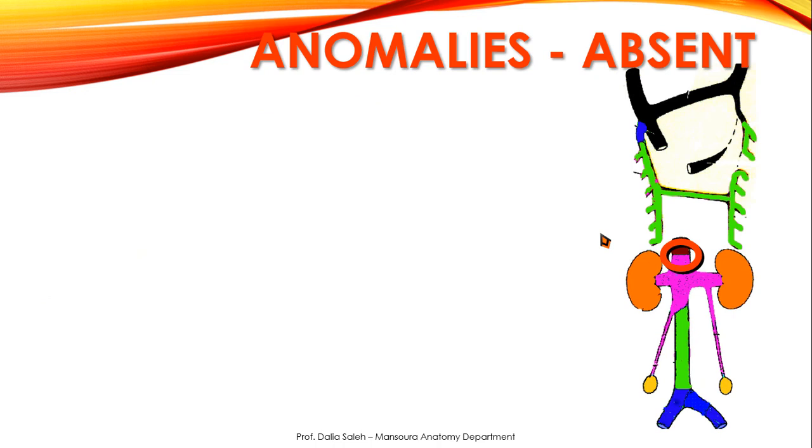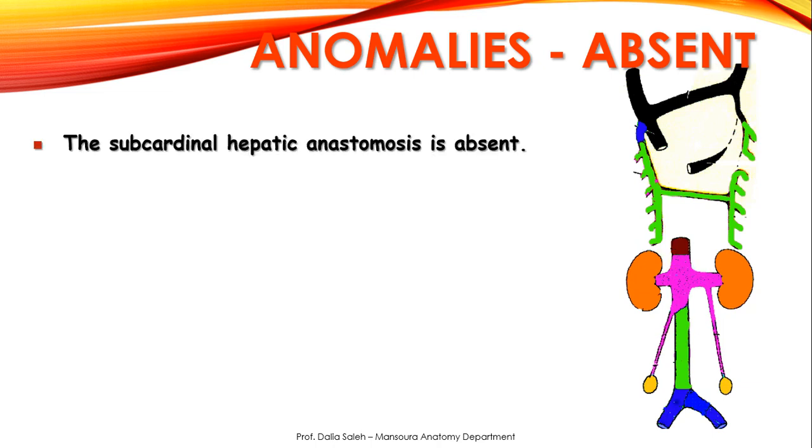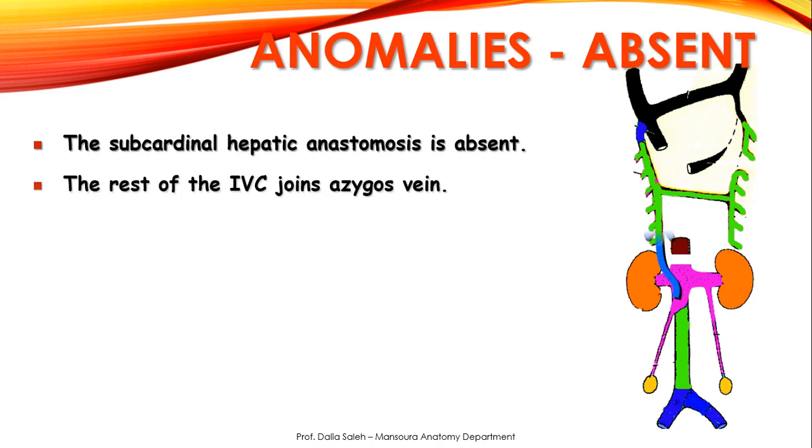So the first anomaly we have here is absence of the inferior vena cava. If you look at this diagram or this region, you're going to see that there is a connection between the subcardinal vein and the hepatic part of the inferior vena cava. What if this connection does not happen or there is degeneration here? So the subcardinal hepatic anastomosis is absent. The rest of the inferior vena cava will join the azygous vein in order to drain its blood into the right atrium.